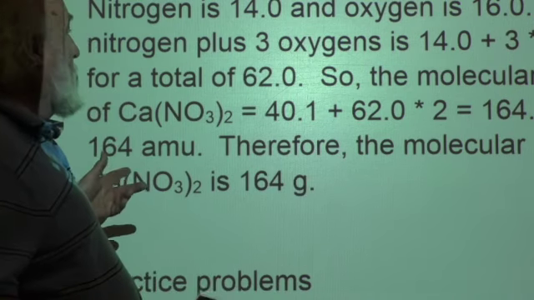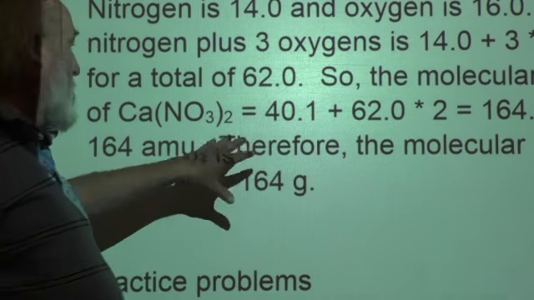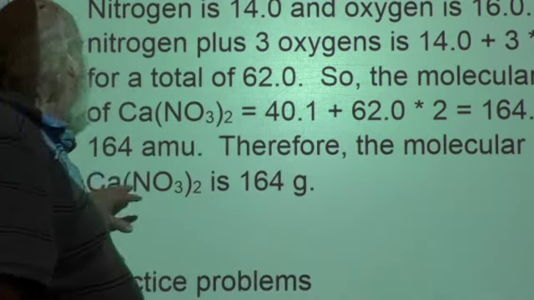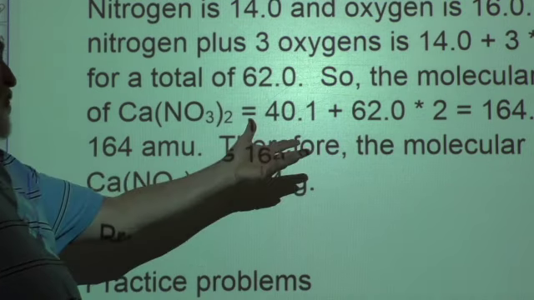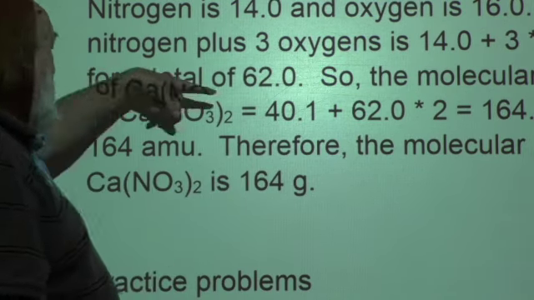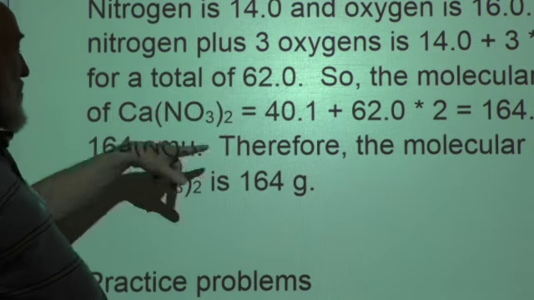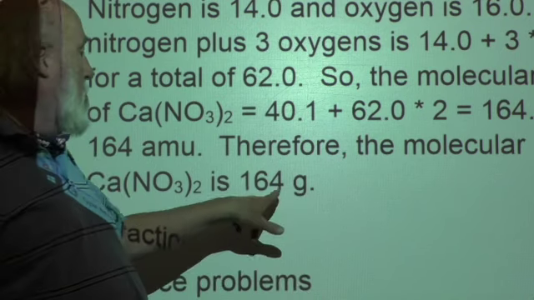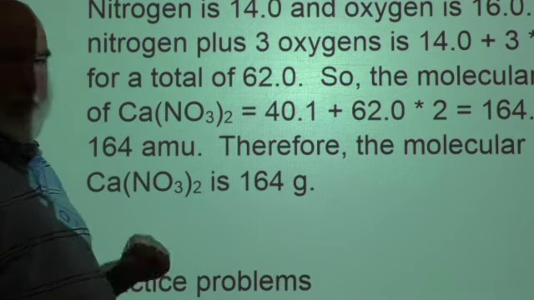Now, the AMUs, however, for that is the molecular mass, which is 164.1 or 164 AMUs. Therefore, the molar mass is 164 grams. That's the difference between the two. This is one molecule right here. This is 6.02 times 10 to the 23rd molecules right there. 1 mole, 1 atom, or 1 molecule.